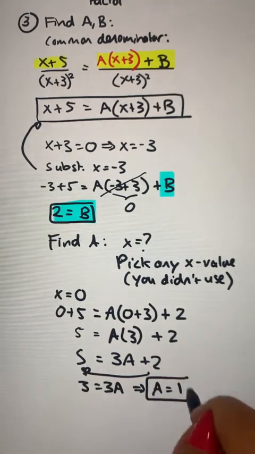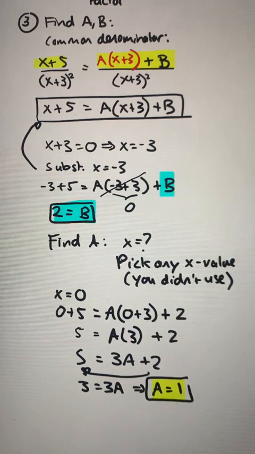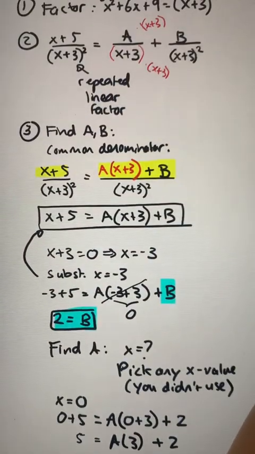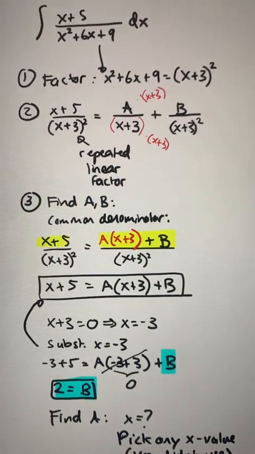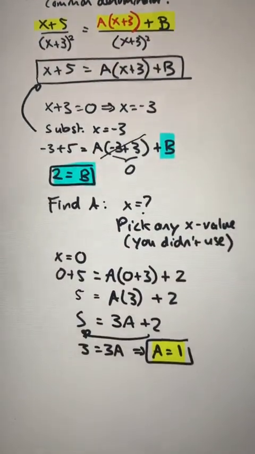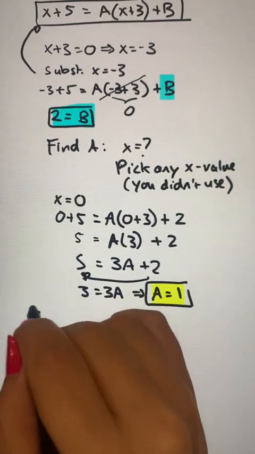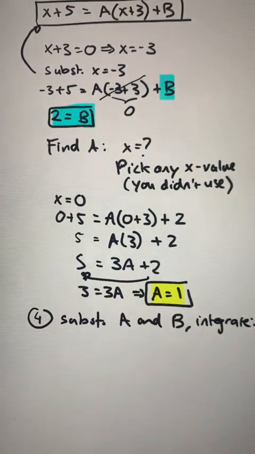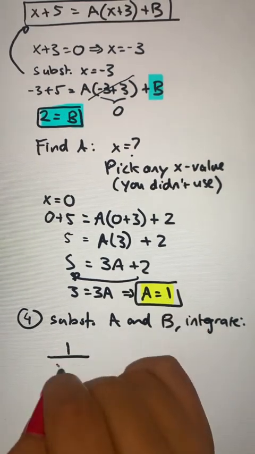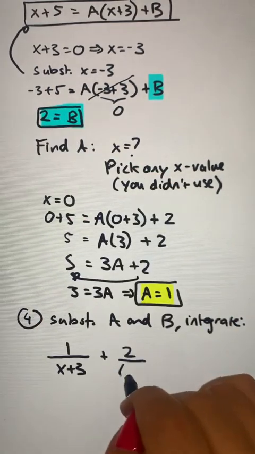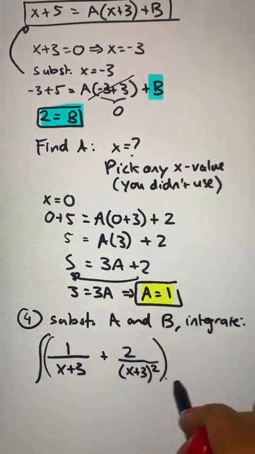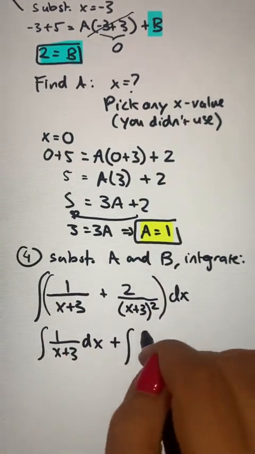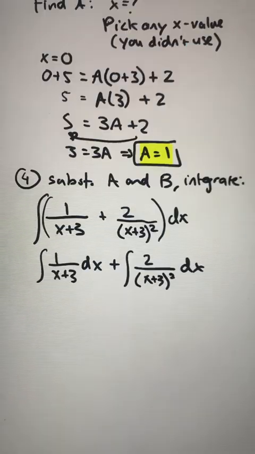Now we're going to take the value of a and the value of b, and we're going to substitute both of those back into our fraction, a over x plus 3 plus b over x plus 3 squared, and we're going to integrate. So instead of a, we're putting 1, so it's going to be 1 over x plus 3, plus instead of b, we're putting 2, so it's going to be 2 over x plus 3 squared. And we're just going to put the integral symbol over that. And since there's a plus, we know we can split this up into two integrals. Now we're going to solve each of them separately.